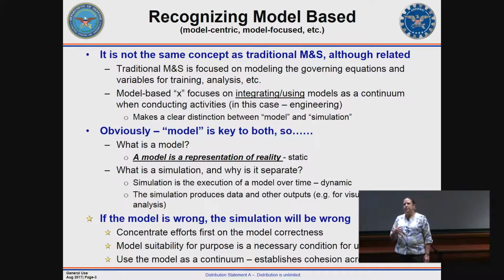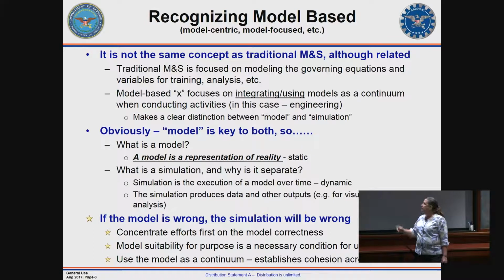So I put this in because most of my friends are from the M&S community, right? And so they want to know, hey, are we doing this model-based stuff? And I said, well, I don't know. Are you using it? Or are you just developing it and sitting it on the shelf? So model-based systems engineering, in my terminology, is not the same as traditional M&S, right? In one very important thing. Model-based focuses on integrating or using the model, right? You don't just do a SysML model because it's fun. Playing with the tools is cool, but it's not the point. And model-based makes a clear distinction between models and simulations, right? So a model is key to both.